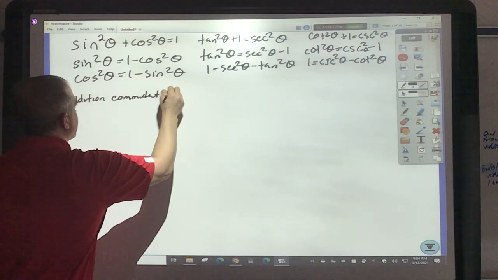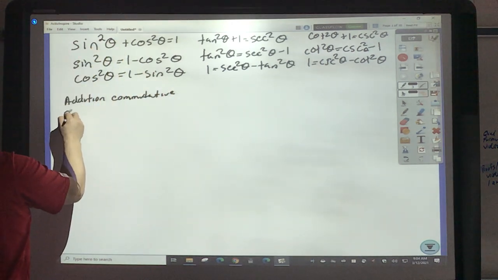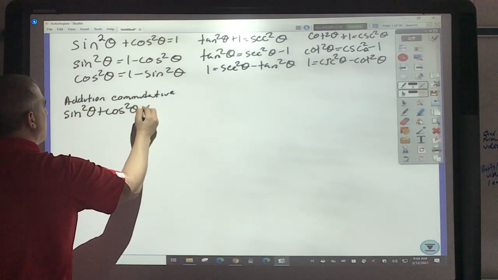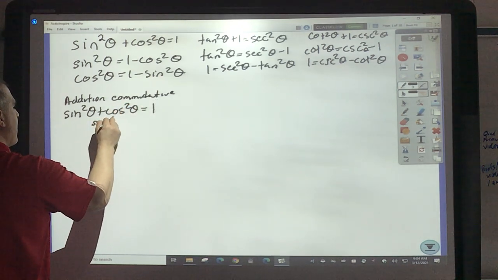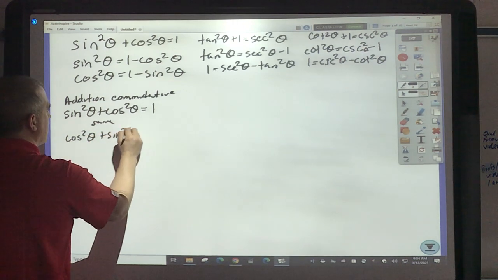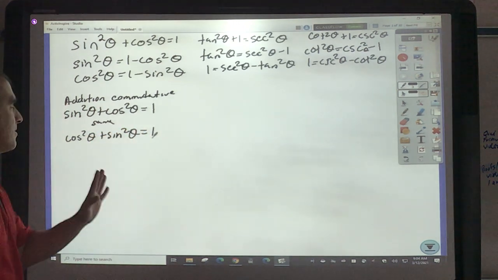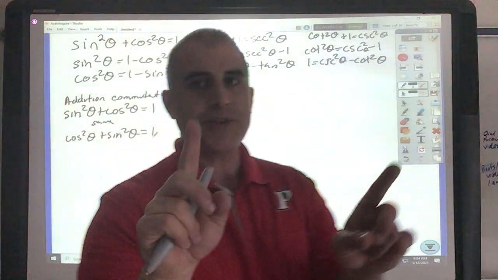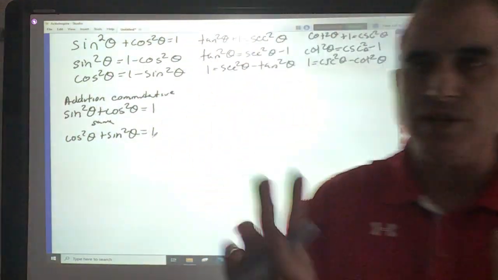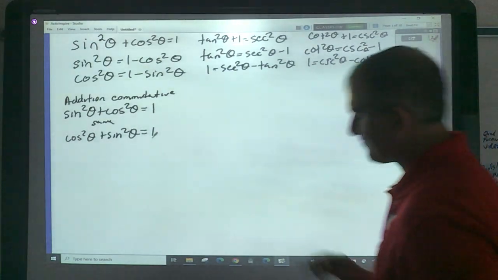I mean, we talked about that when you're in Algebra 1. But sine squared of theta plus cosine squared of theta equals 1 is the same as cosine squared theta plus sine squared of theta equals 1. So that's something you want to keep in mind, is that sometimes if there's addition, it's okay if the terms are switched. That's something to look out for.